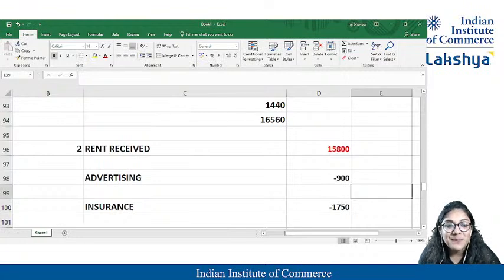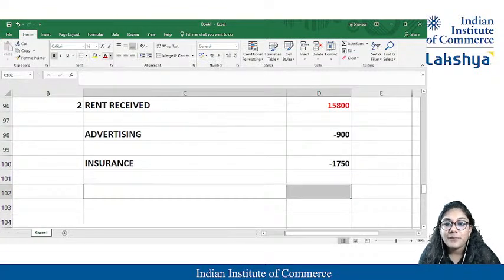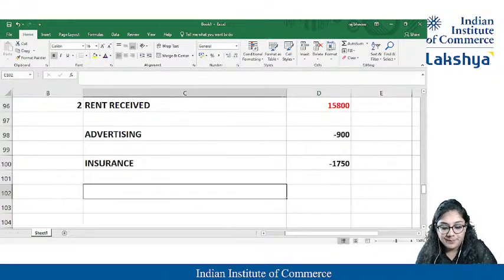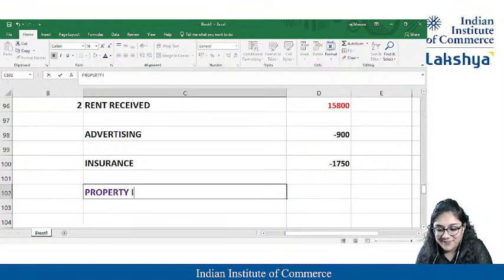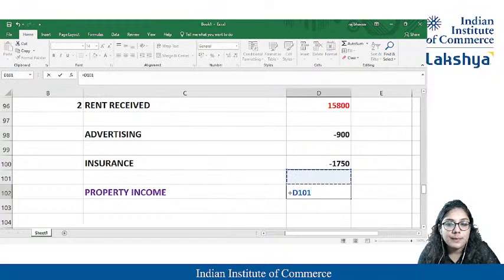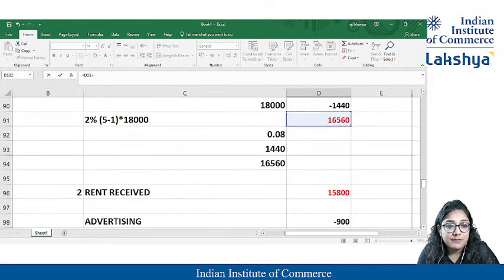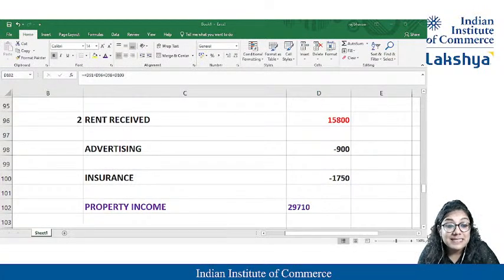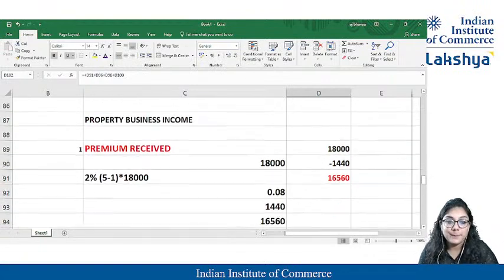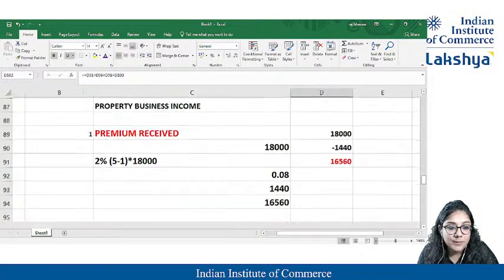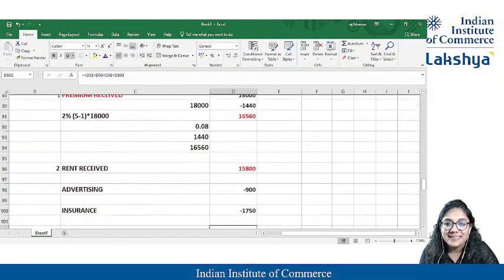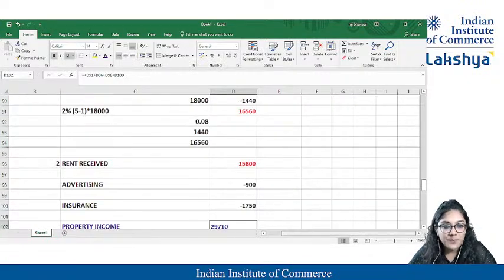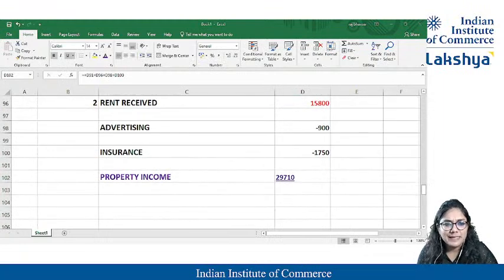Okay, so now this becomes my property income. Over here my property income is the total of this. I'm earning 16,560 plus 15,800 minus 900 expenditure minus 1750. So am I getting 29,710? Yes, students, this is the property income. I've made it very big, but if you are able to see it in small, it will be better. This is my normal income. I hope this question was easy and you could have managed it easily.